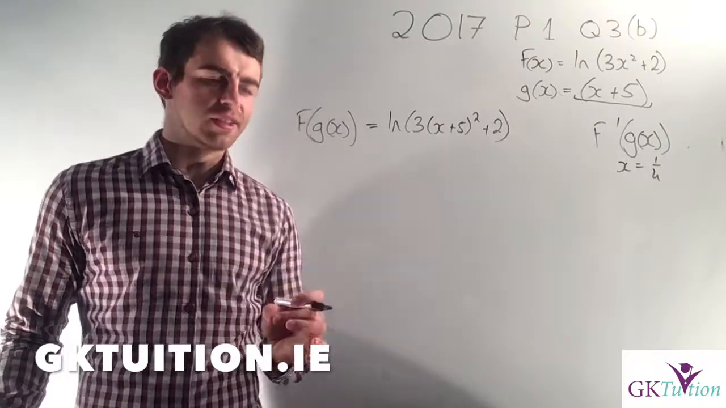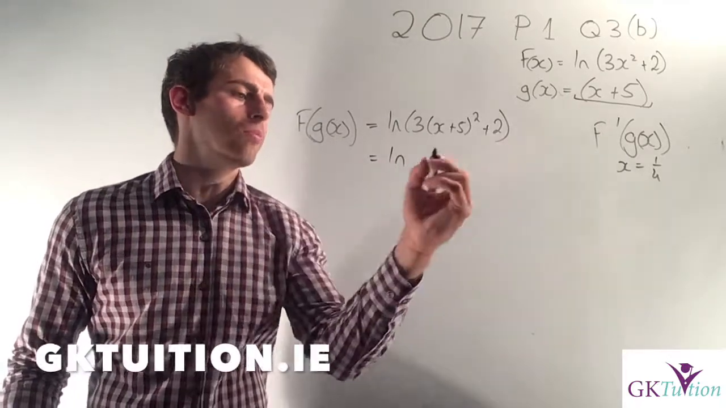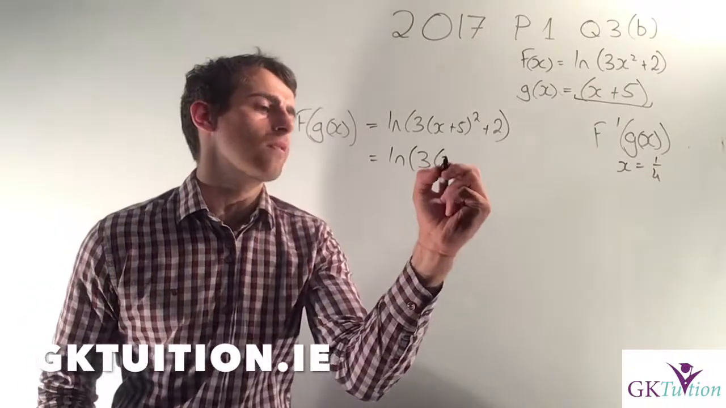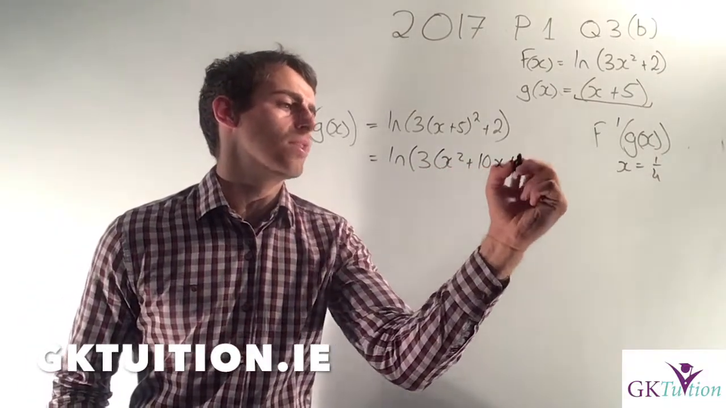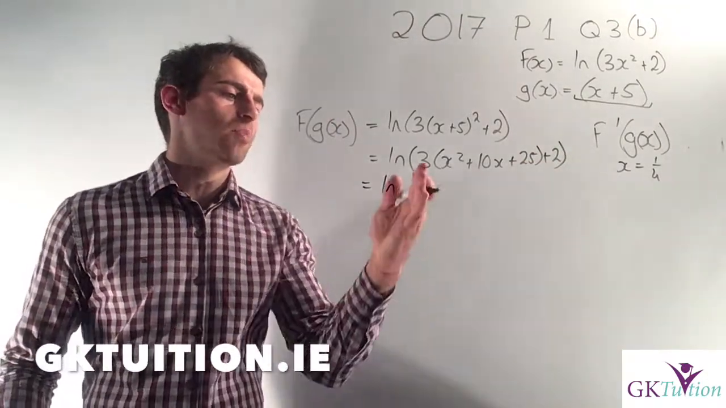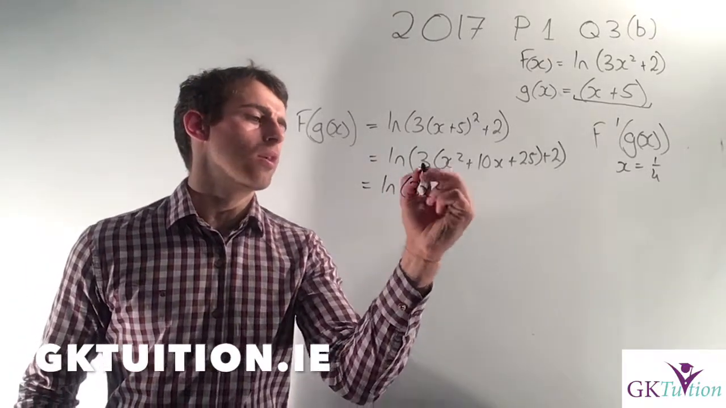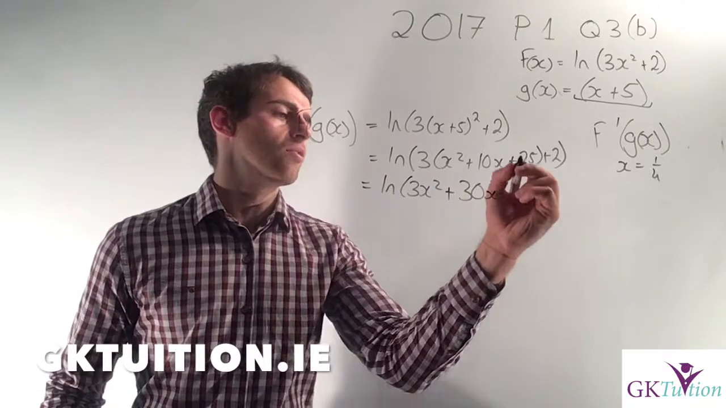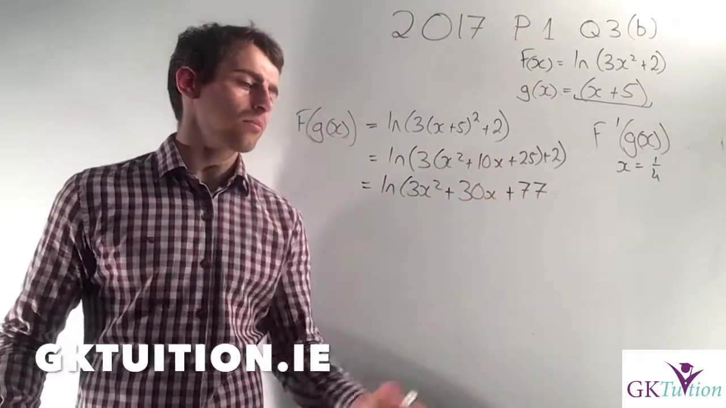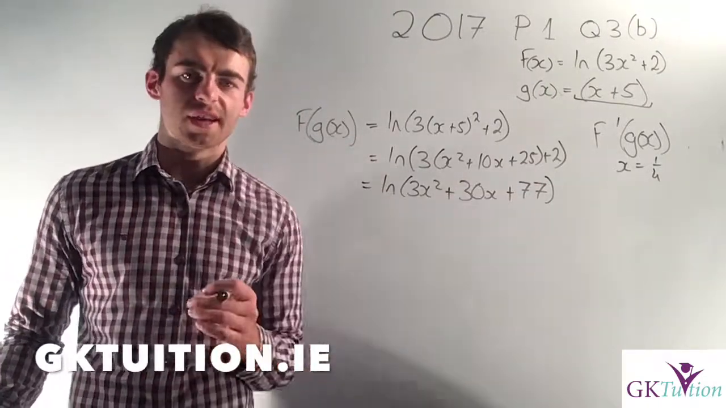But before I differentiate, it's going to make life a lot easier if I simplify my bracket. So if I multiply out my bracket, I'll leave the 3 for the moment. x plus 5 by x plus 5 is x squared plus 10x plus 25, and I'll have a plus 2 at the end. So I can further simplify this by multiplying the 3 by the bracket. 3 by x squared is 3x squared, 3 by 10x is 30x, and 3 by 25 is 75, plus 2 is 77. So I know that my f of g of x is ln(3x squared plus 30x plus 77).